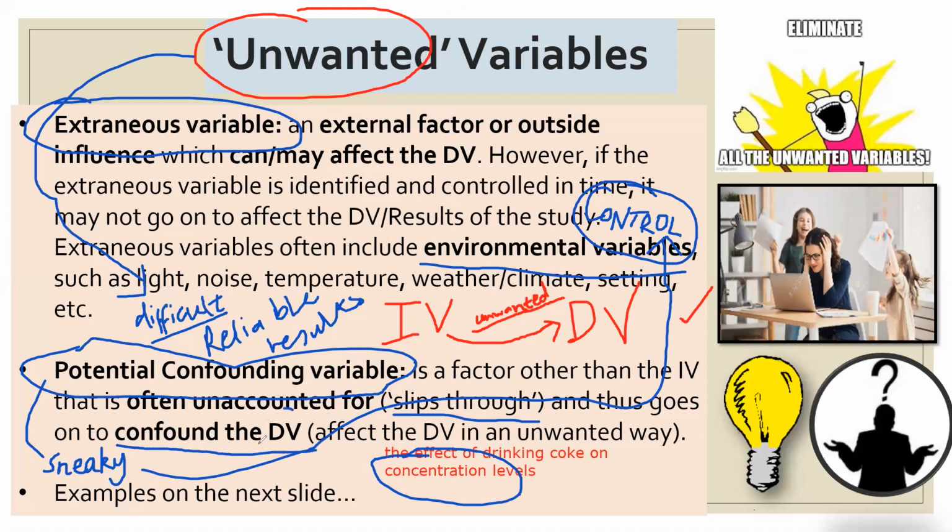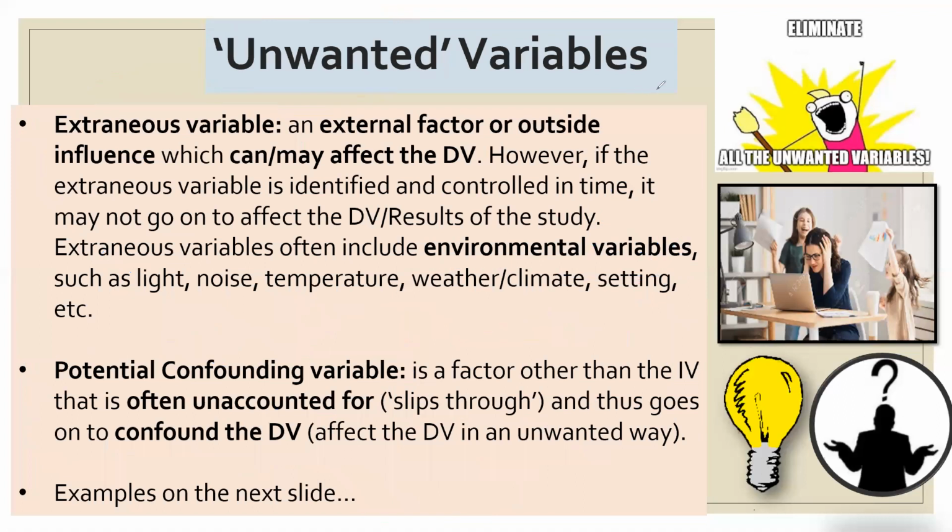What does confound the DV mean? DV is a fancy way of saying results of the study. Confound the DV means that I affect the DV in an unwanted way, that it makes it difficult for me to determine: was it the actual IV, the drinking Coke, or was it some other variable that has affected my final results? Okay, so that's basically what unwanted variables are, and an introduction into unwanted variables.